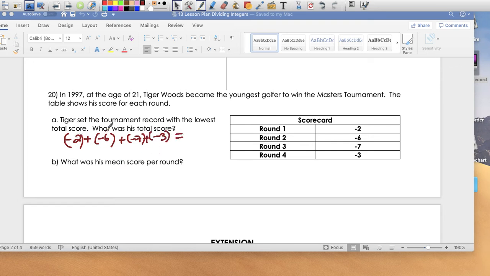-2 and -6 is -8, -8 and -7 is -15. -15 and -3 is -18. Am I right? 8 and 10. No? 10. Yeah. So his total score for the 4 days was -18. I think that was the record, by the way.